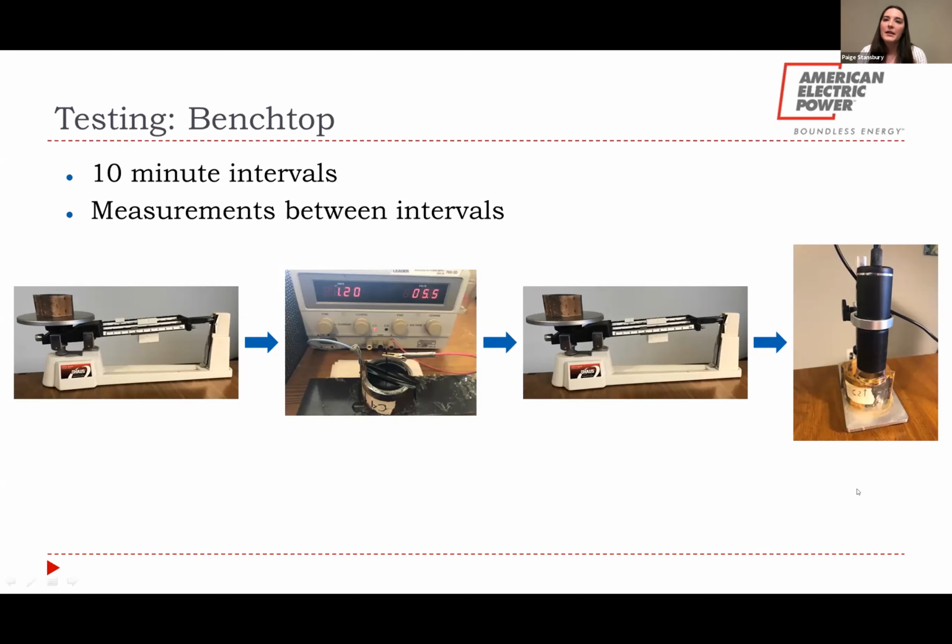These are the steps that we used during our benchtop test. We first took measurements of mass and corrosion potential, and then we treated our piece of pipe for 10-minute intervals. Between each 10-minute interval, we took measurements of corrosion potential and mass. And we also took pictures of our crack to see what was visually happening between each interval.